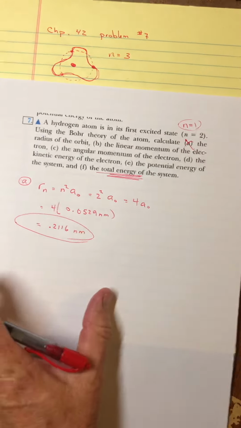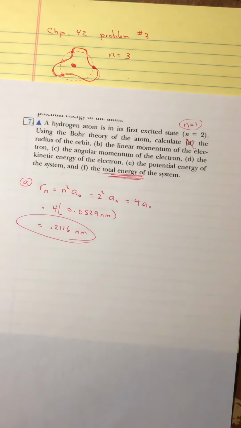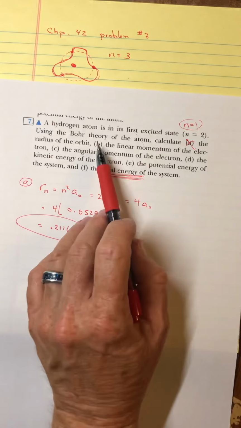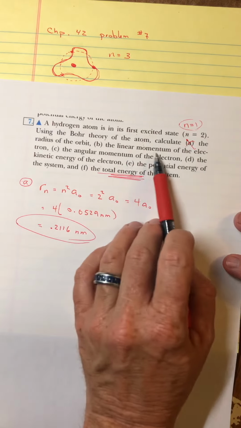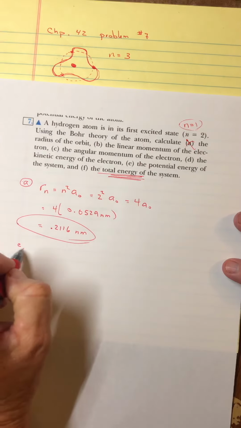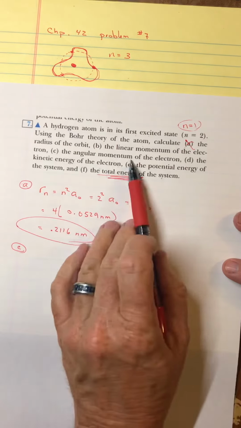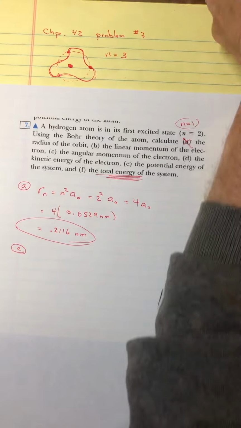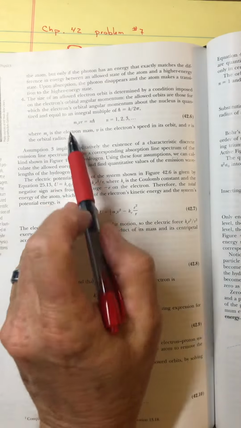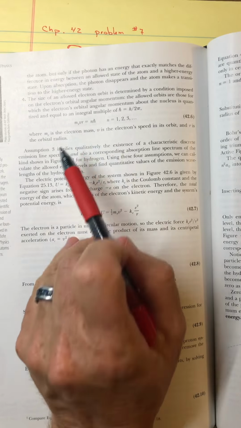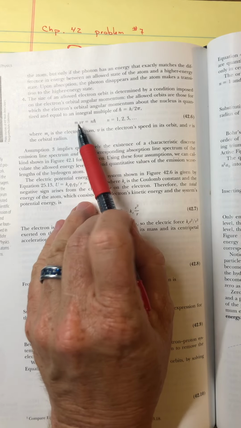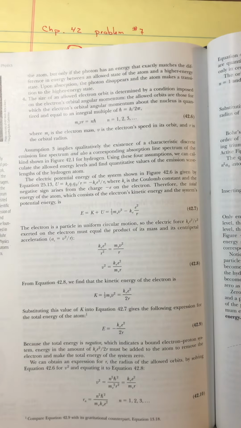And probably the easiest one. What's the radius of it? Now let me skip over B for a second because it says what's the linear momentum. And let me jump to C, because C asks for what is the angular momentum. See, that's kind of where this idea started from. An integer number of wavelengths is related to the angular momentum. So there's the MVR from angular momentum.